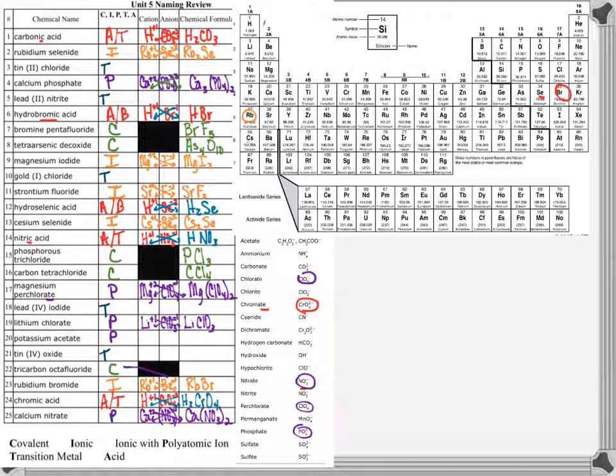We have potassium acetate. Potassium, again, is in group 1, plus 1. We look for acetate over on our list. Here's acetate, C2H3O2. And that has a charge of -1. Again, we crisscross them. They're both 1, so we end up with K, C2H3O2.